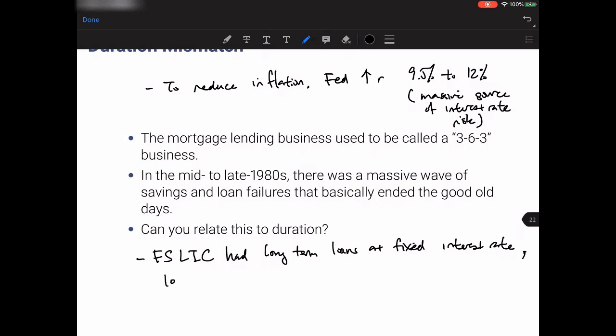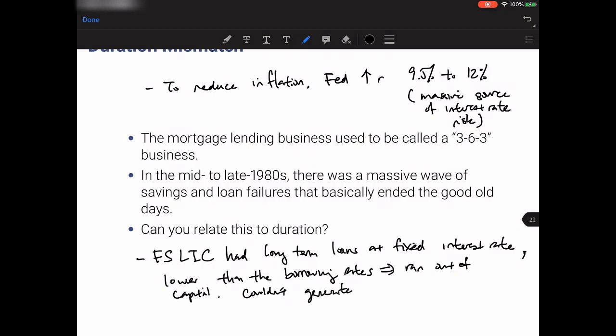So these fixed interest rate loans were lower than the borrowing rates. And what happened is that they ran out of capital. They couldn't generate enough to pay off liabilities.